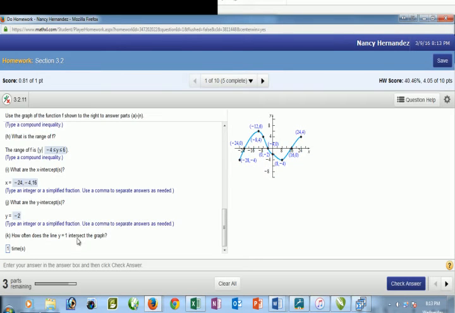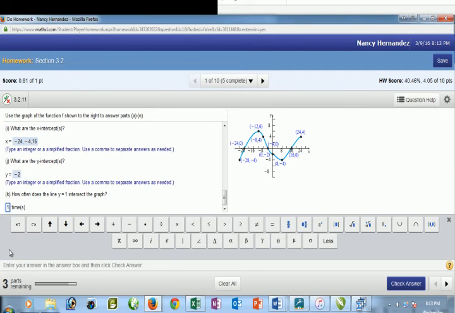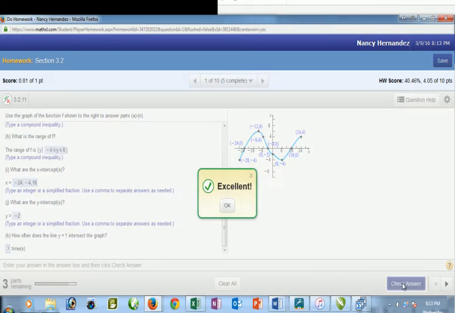How many times does the line y equals 1 intersect the graph? Sorry, it says y equals 1. Misread the question. That is a horizontal line, so it would touch it what? Once, twice, 3 times. 3 times. What does that tell us? It's a function because it passed the vertical line test, but it's not one-to-one because it touches it more than once with the horizontal line test.